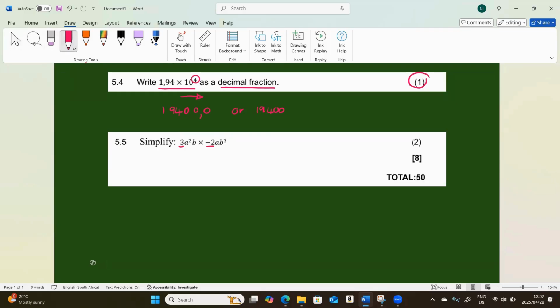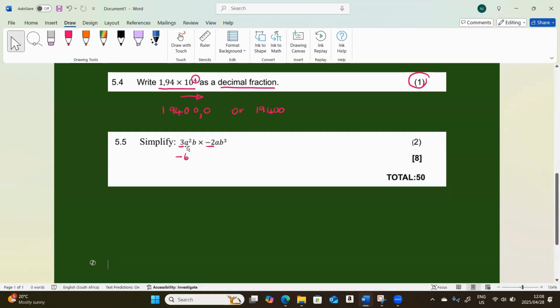What is the answer for 3 times negative 2? A positive times a negative will give me a negative. 3 times 2 is 6. So there we have dealt with the numbers in the two expressions. And then after that, you deal with your different bases, your different variables.